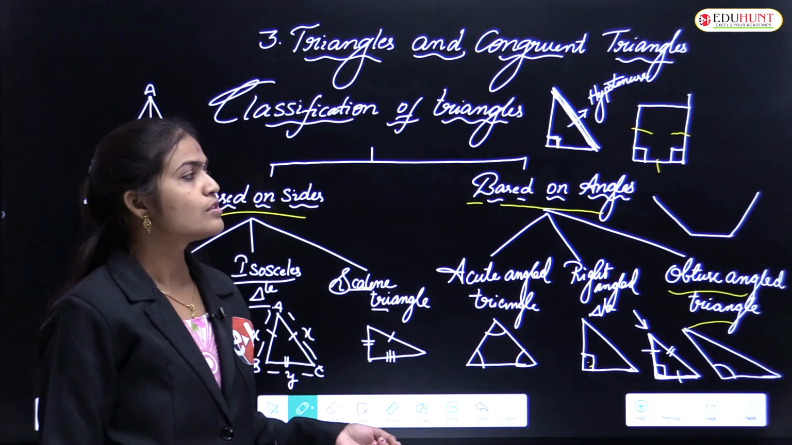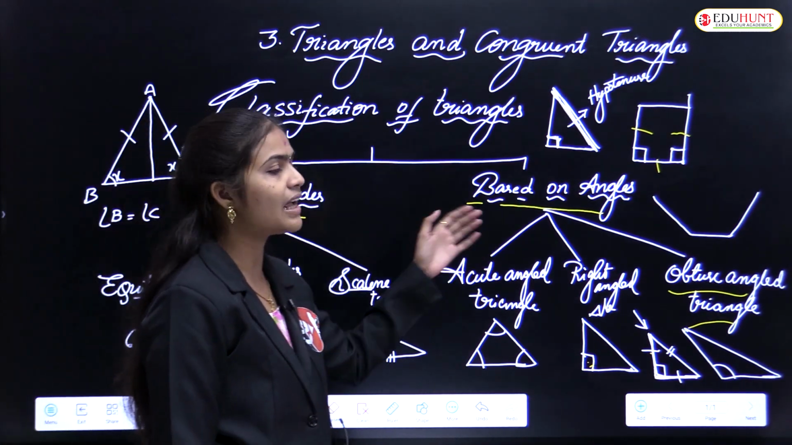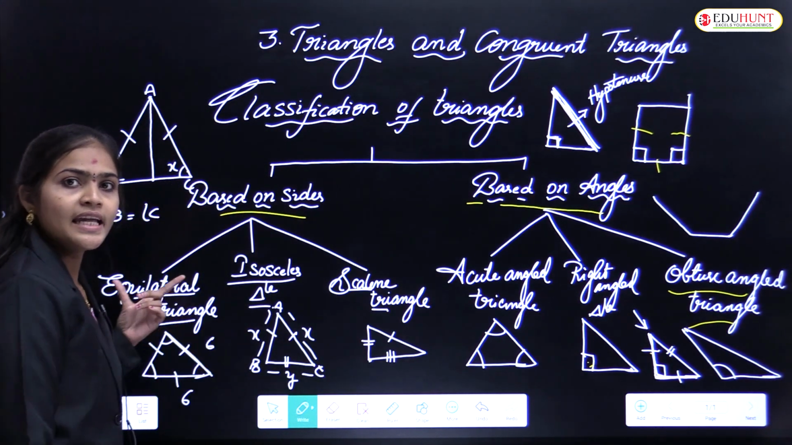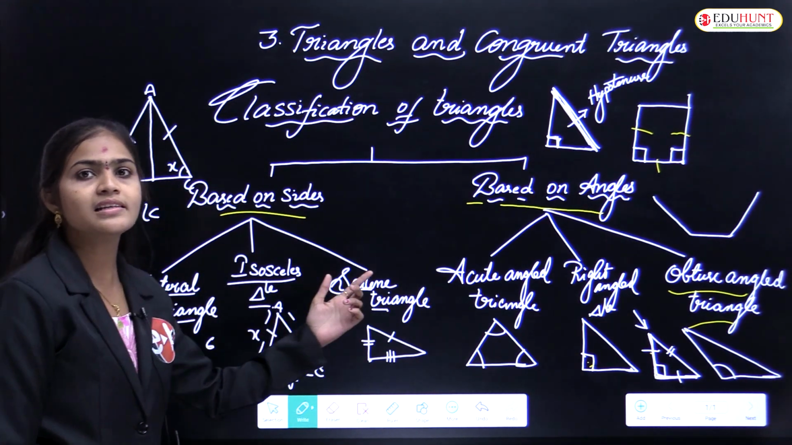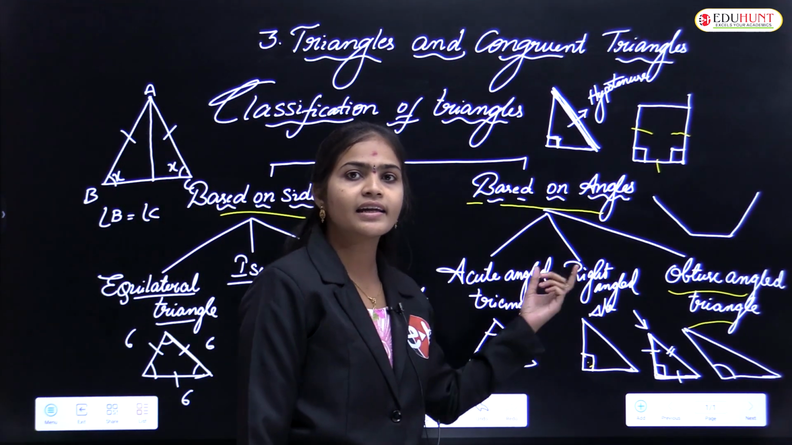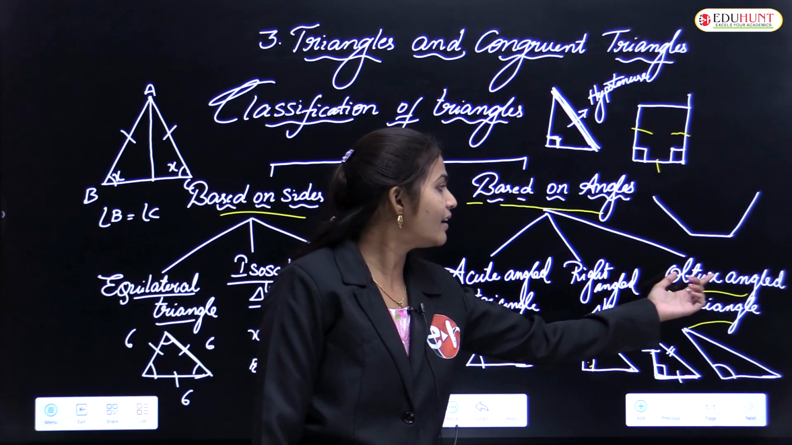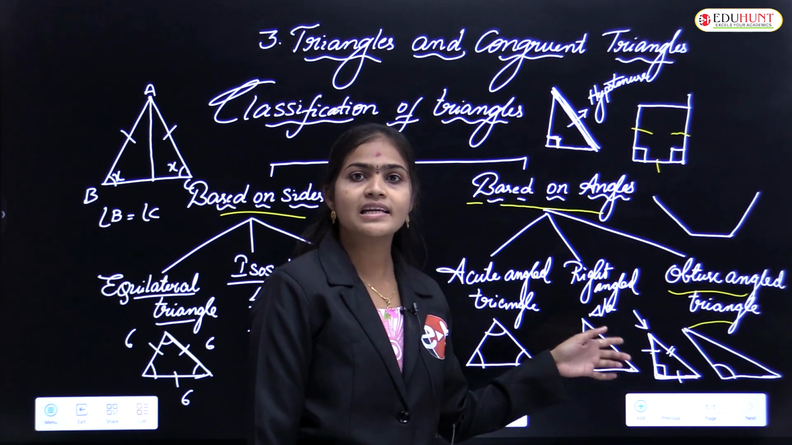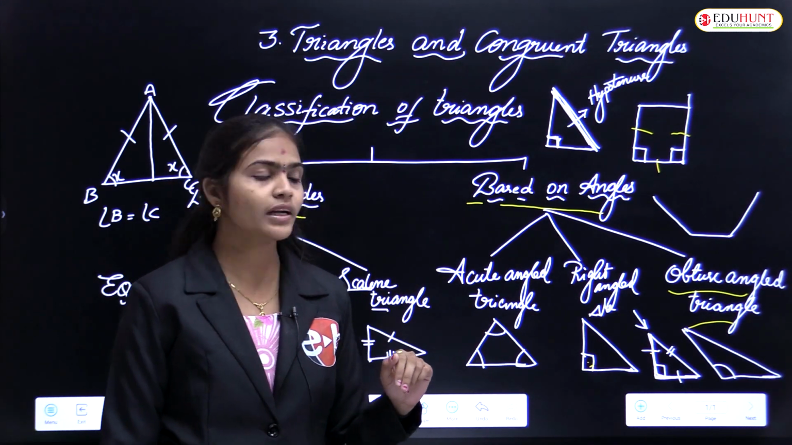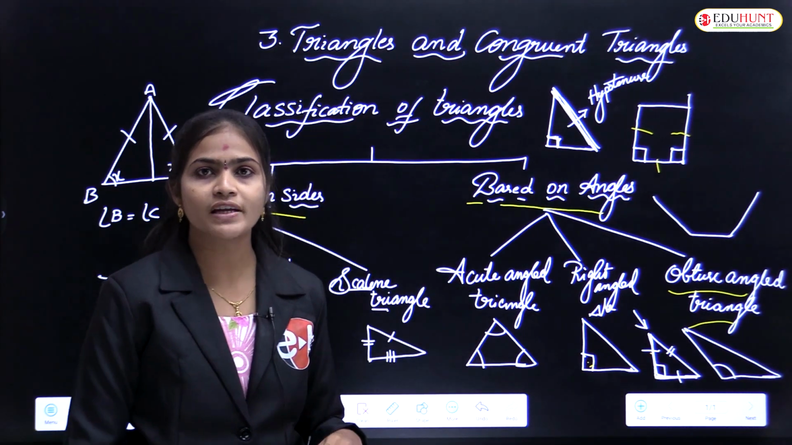Is it clear to you? So this is the classification of triangles based on sides and angles. Once again, based on sides: equilateral triangle, isosceles triangle, scalene triangle. Based on angles: acute angle triangle, right angled triangle, and obtuse angled triangle. The right angled isosceles triangle is based on both sides and angles. So this is about the classification of triangles.